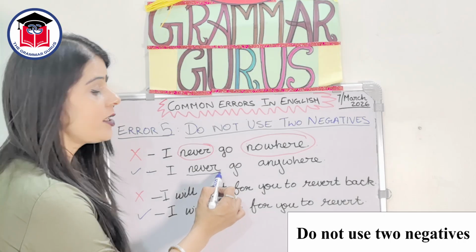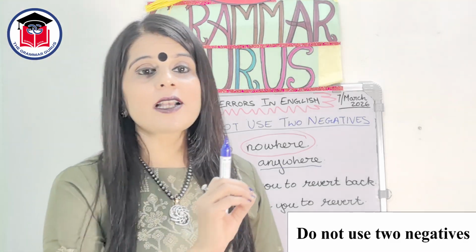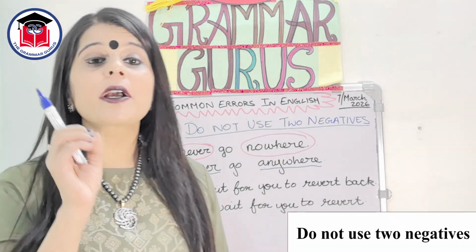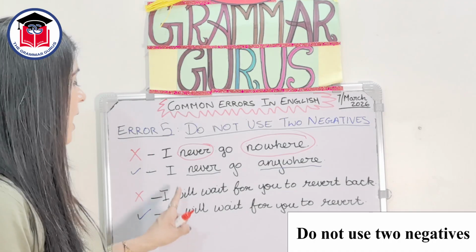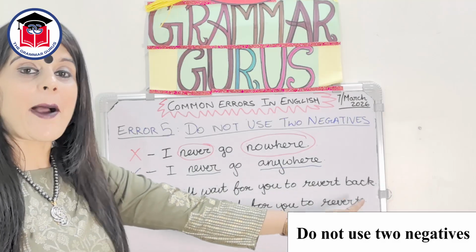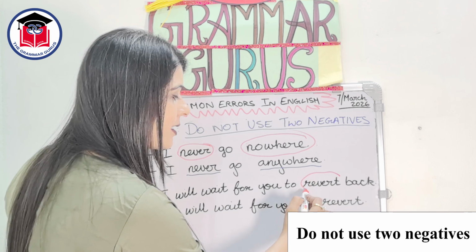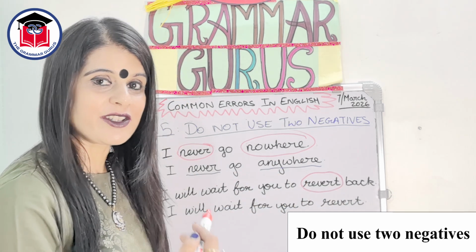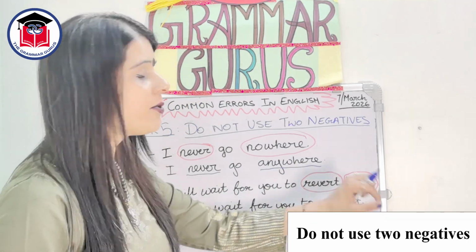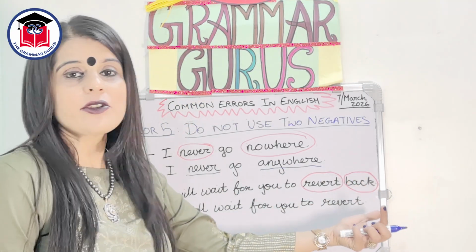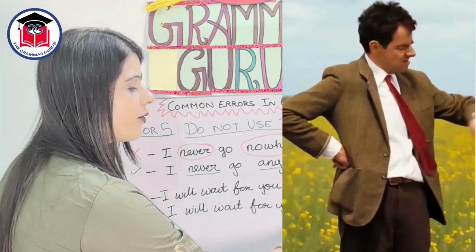Note, here never is only one negative. Anywhere is not a negative. This point would become more clear with the next example. We often say, I will wait for you to revert back. Do you know this back is unnecessary because revert is a negative. Revert means return, so it's a negative word. Back is also a negative. So again, you're using two negatives together. There is no need to use back. The correct sentence is, I will wait for you to revert.